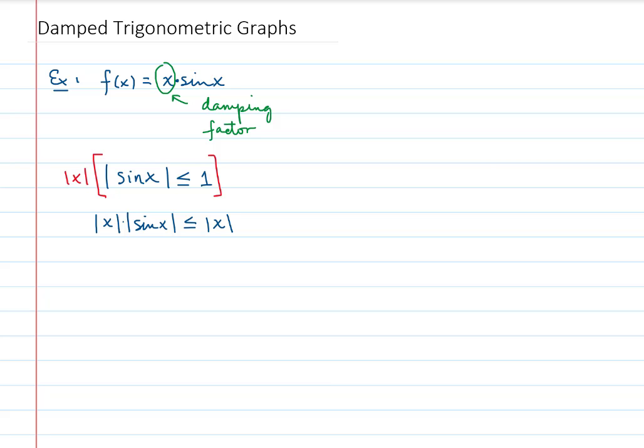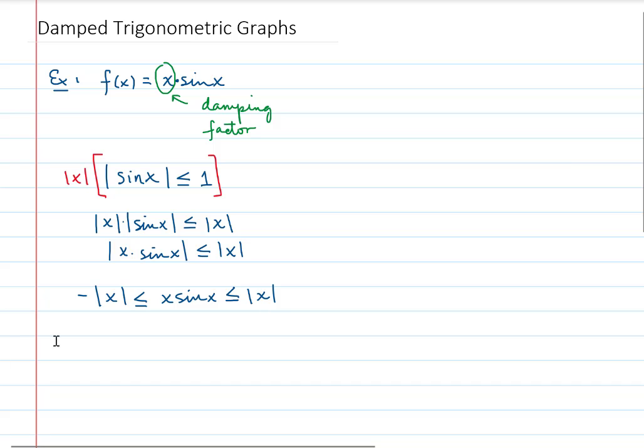Now this statement just means that I can apply the definition of absolute value and rewrite this inequality as a double inequality here. Now notice how this x times sine of x, which is our function of interest, is in between negative absolute value of x and positive absolute value of x. In other words, this function that we're trying to figure out is going to be right in between these two, and these two functions, we know how they look.